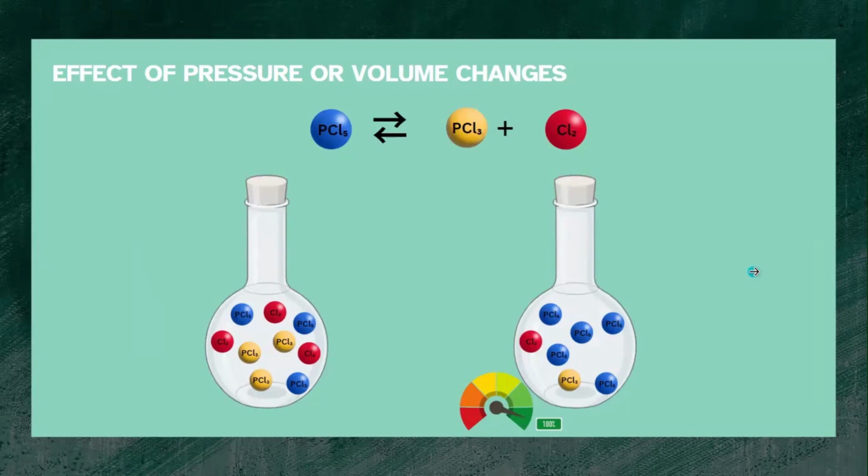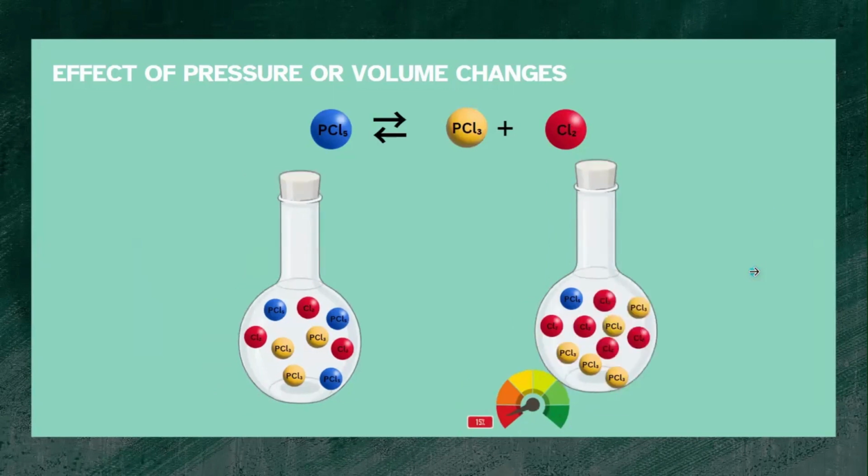Conversely, if we pull up the piston and increase the volume and decrease the pressure, in this case, our Q becomes smaller than our K. And in order to raise the pressure, the equilibrium position shifts towards the products and the side with the most moles of gas, and then the equilibrium is restored. Increasing the pressure by adding an inert gas to an equilibrium mixture at constant volume does not affect the equilibrium because the partial pressures of the gaseous reactants and products remain unchanged.